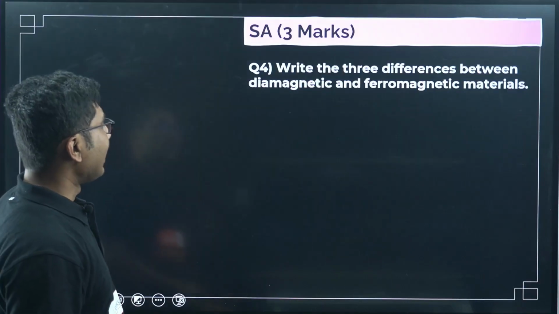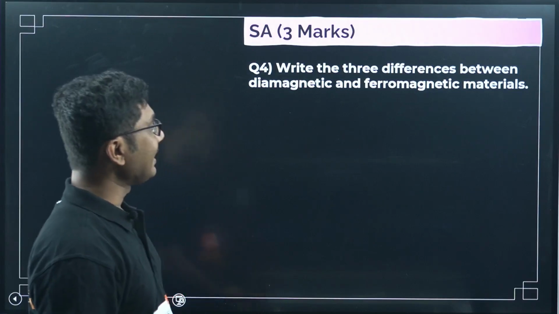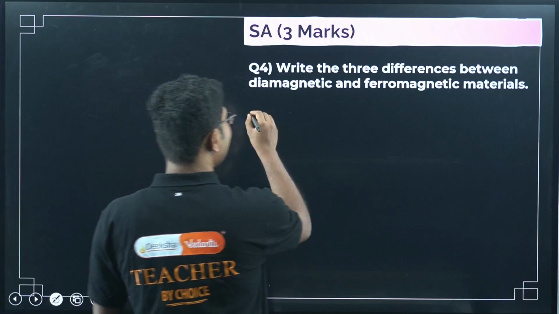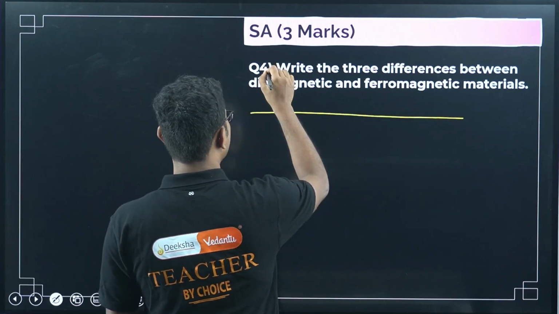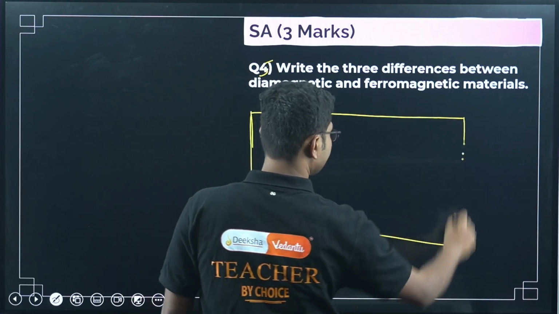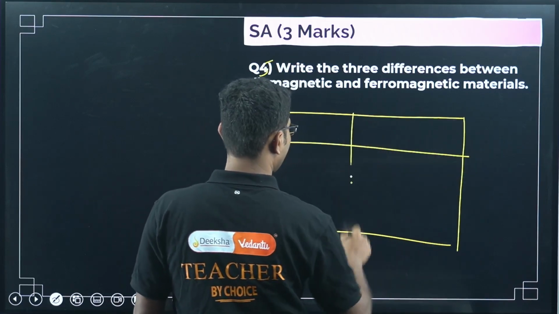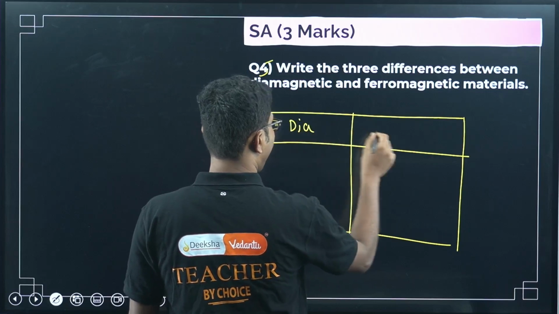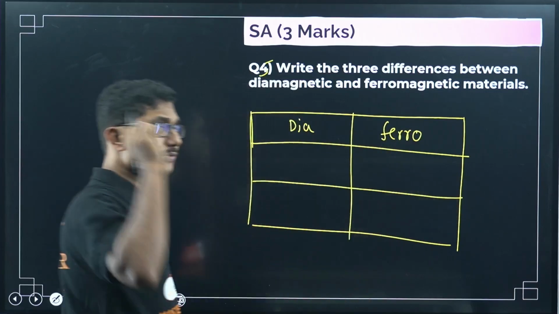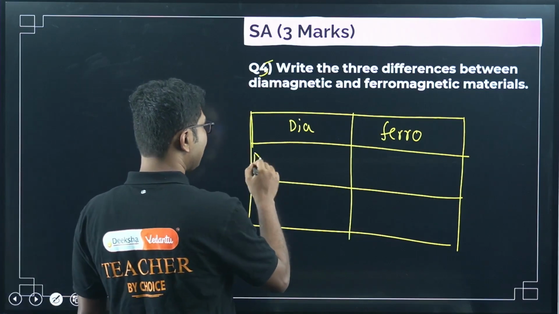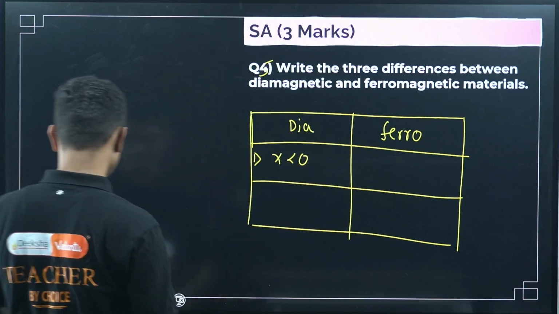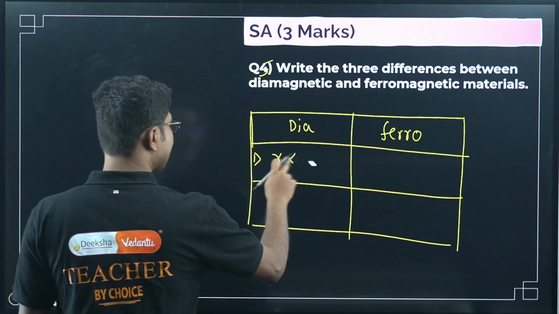Now write 3 differences between diamagnetic and ferromagnetic material. What are the differences? You have to write the table. This will be question number 5, I think. There are multiple differences. I will just give you a few points. For diamagnetic material, susceptibility is less than 0, negative, and small.